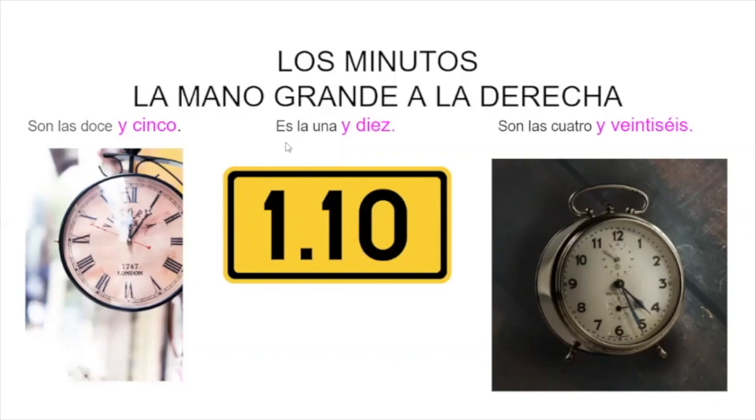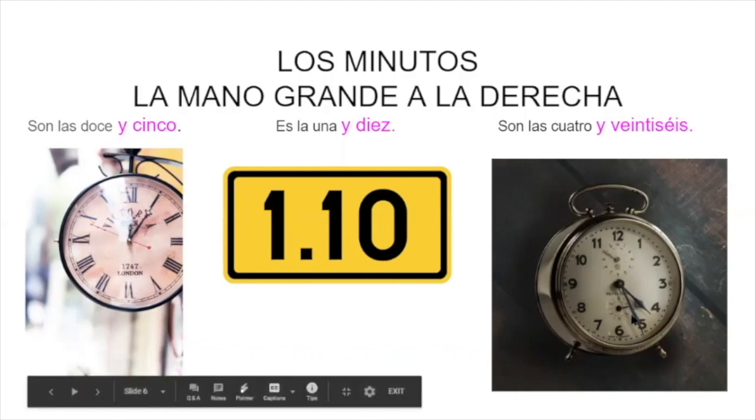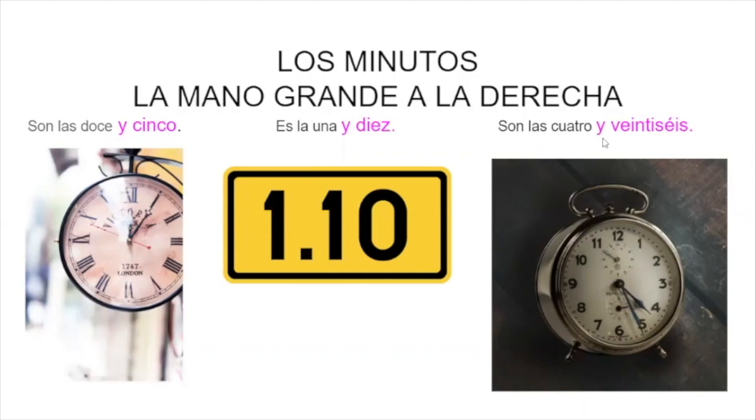Es la 1:10. 10 está a la derecha del reloj y por eso y. Es la 1:10. Aquí son las 4:26. 26 está a la derecha. Son las 4:26. It's 4:26 minutes.